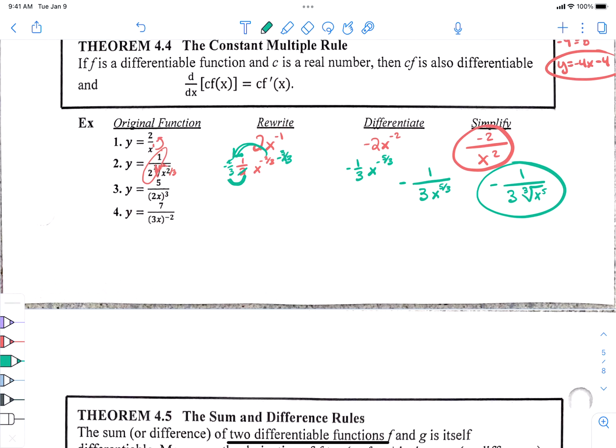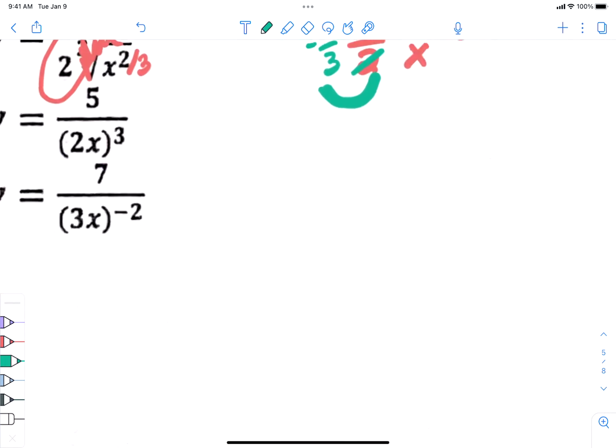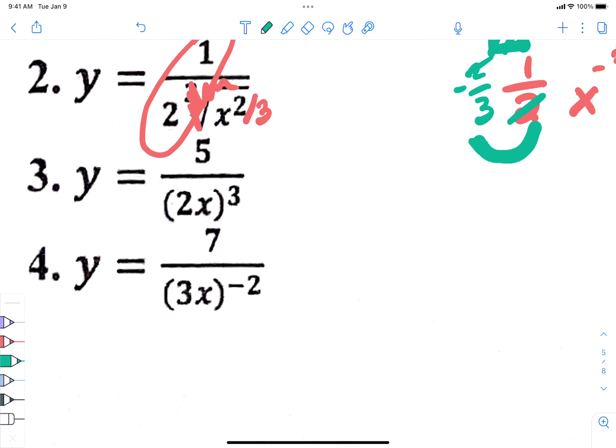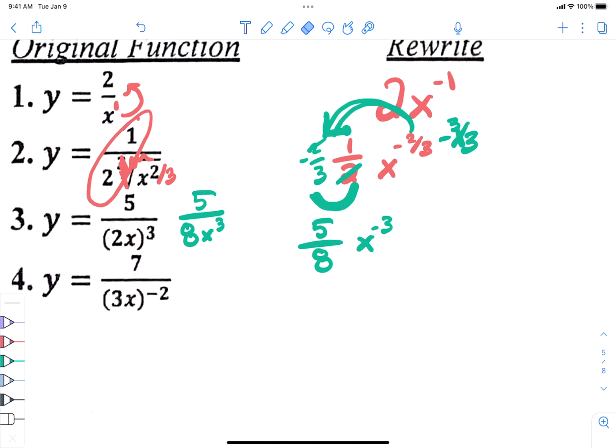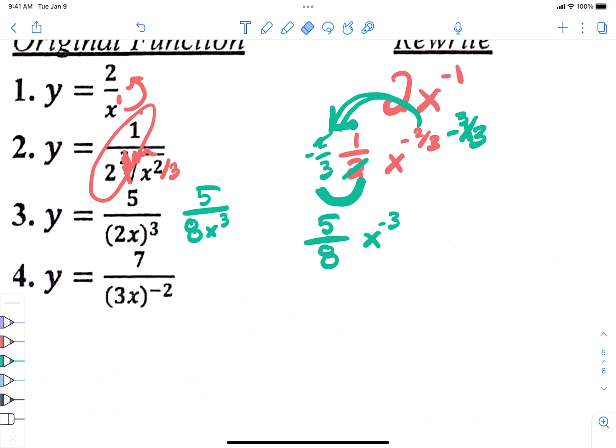Okay, good? All right. Okay, number 3. I don't like that there's parentheses there. Let's fix that. Let's distribute, okay? So this would be 5 over 8x cubed. Now, I want to put the x to the top. So the 8 will stay on the bottom. So this is 5/8 x to the negative 3rd power if I move him to the top. Where did we get 8x? Because 2x to the 3rd, you're taking the 2 and cubing it also. 2 cubed is 8. Maddie? 2 to the 3rd power is 8.